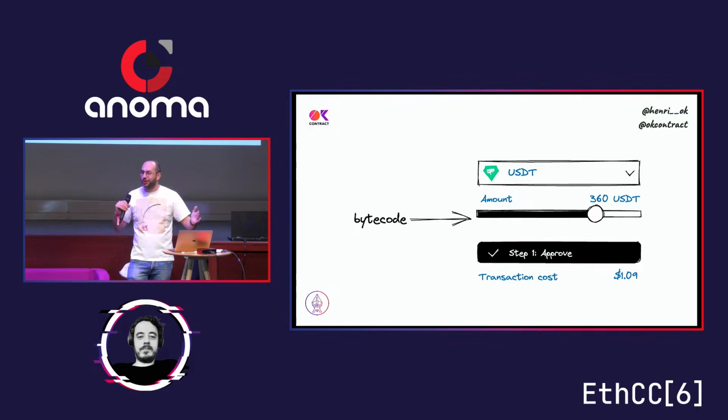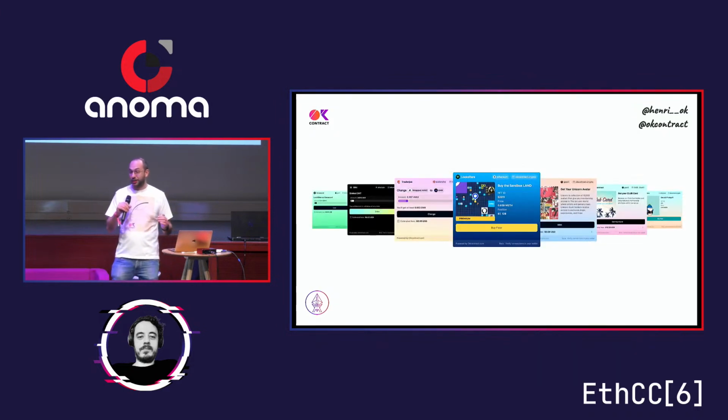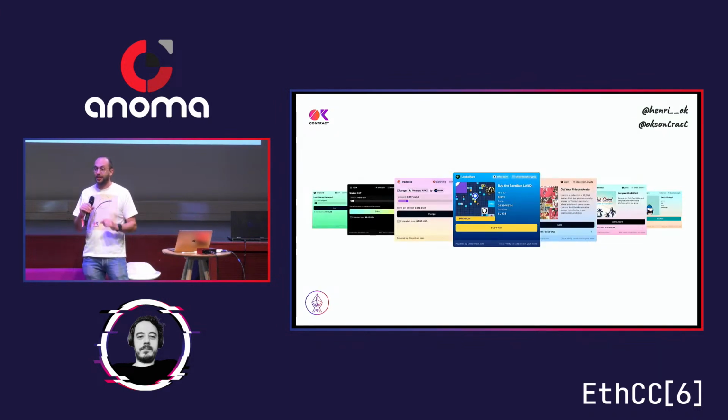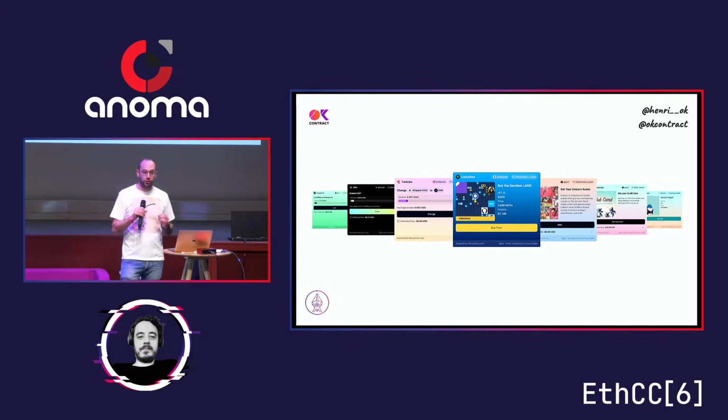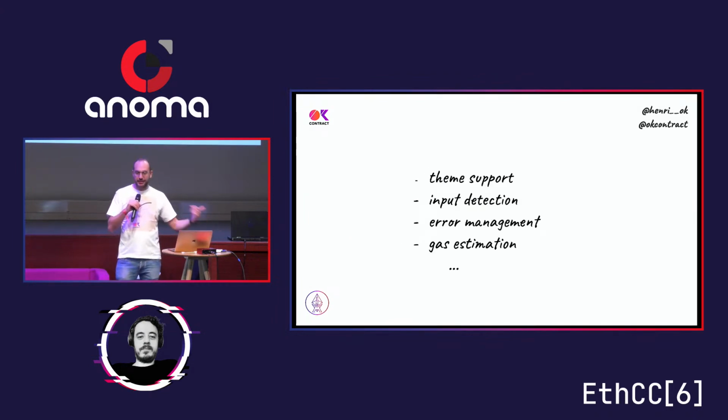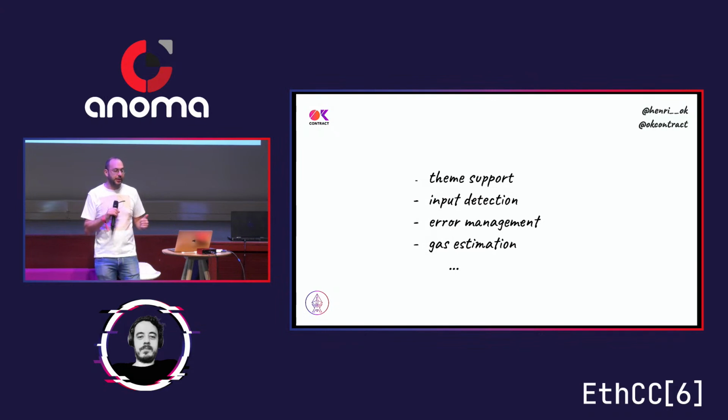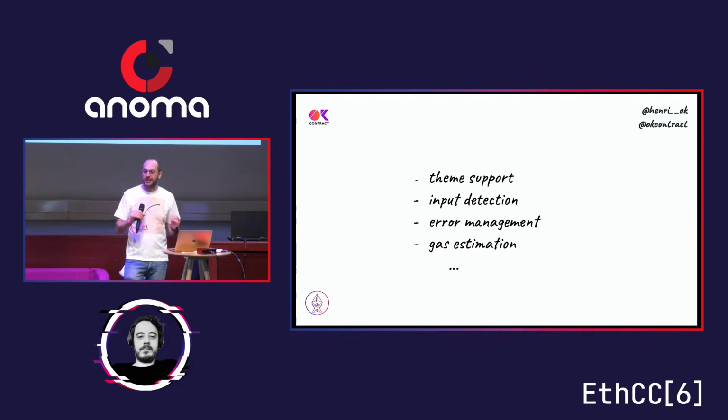And here, it's just a cartoon, but we have actually built it, and all these are screenshots. Those are real examples of transactional interfaces which we have auto-generated with OK Contract. And you can see there's NFTs, there's DeFi, it could be a multi-step transaction as well, where we can do swap and stake and many other things. We support themes, as you could see, with gradients and everything, input detection, error management, gas estimation, and all this is done, I would say, once and for all.